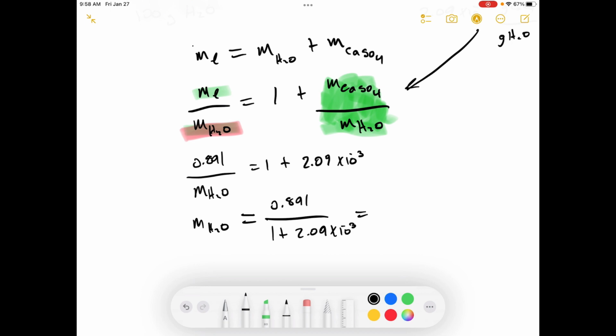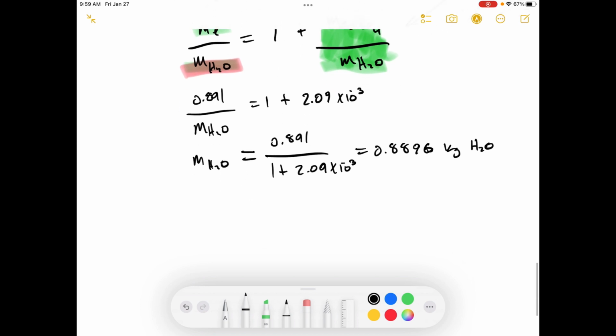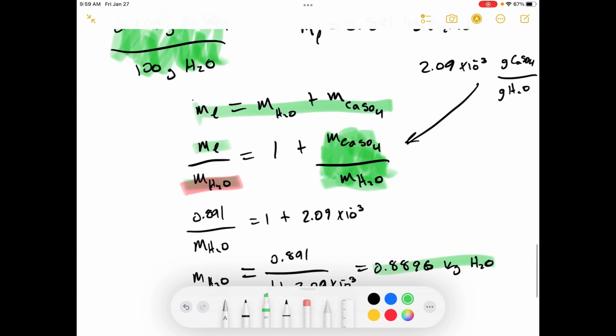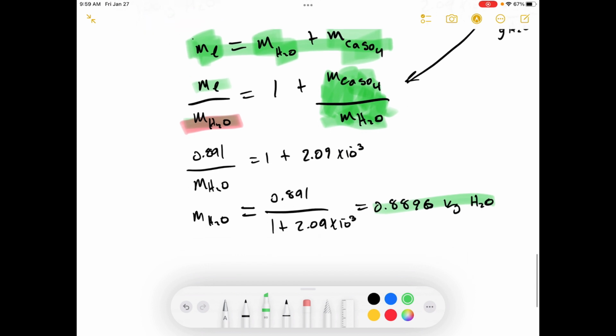Okay, and that equals 9.6. That's the kilograms of water. Okay, and if that's the kilograms of water, then we go back to this equation here, and if we know the kilograms of water and we know the total mass that it is altogether, then we can calculate what the mass of the calcium sulfate is.